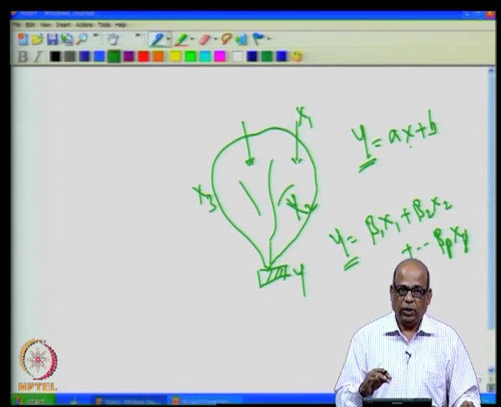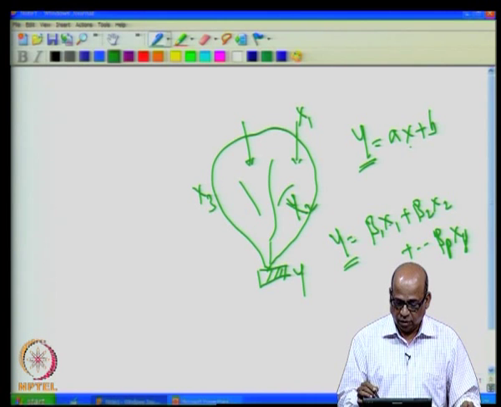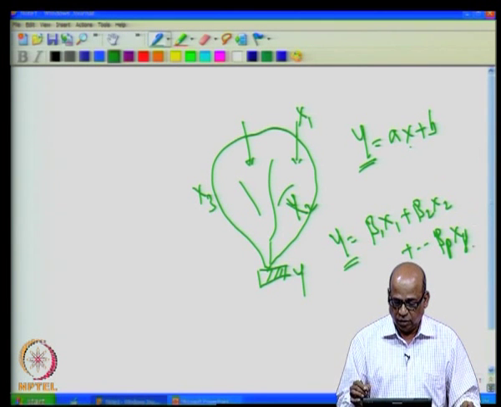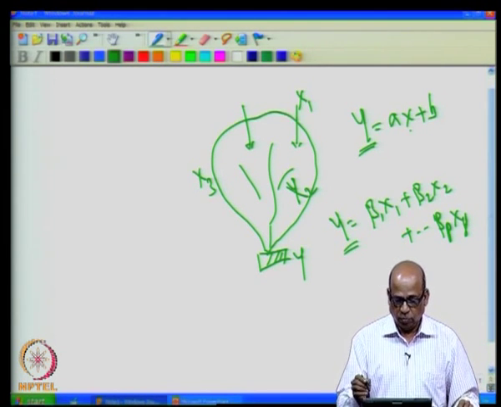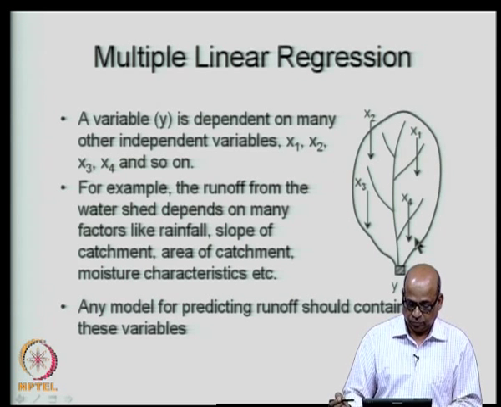And therefore, we now introduce multiple linear regression. Multiple because there are multiple independent variables, linear because it is a linear equation. So, that is what we will do now. Starting with this, we will go to multiple linear regression. As I mentioned, you have a dependent variable and you have several independent variables.